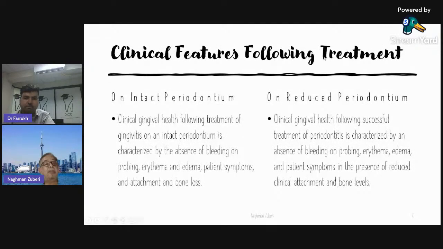Clinical features following treatment. On an intact periodontium, the clinical gingival health following treatment of gingivitis on an intact periodontium is characterized by the absence of bleeding on probing, erythema and edema, patient symptoms, and there is no attachment and bone loss. On reduced periodontium, same thing, clinical gingival health following successful treatment of periodontitis is characterized by an absence of bleeding on probing, erythema, edema, and patient symptoms in the presence of reduced clinical attachment and bone levels.